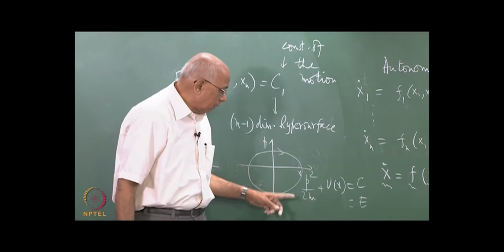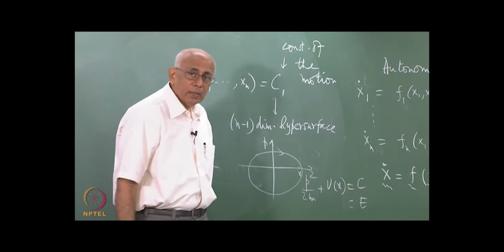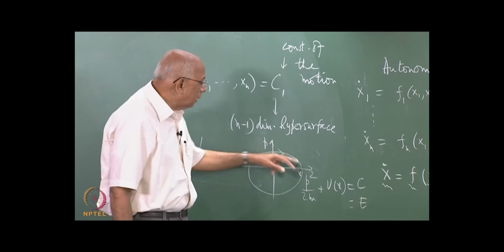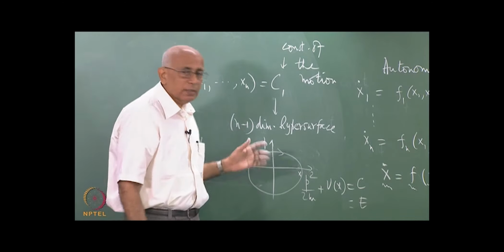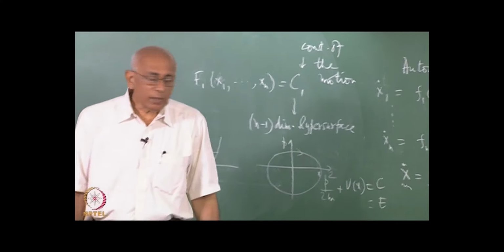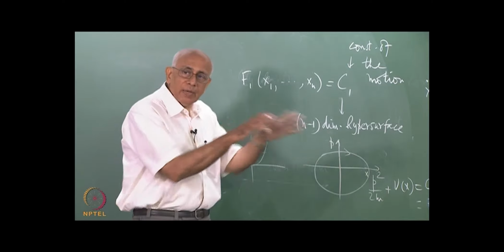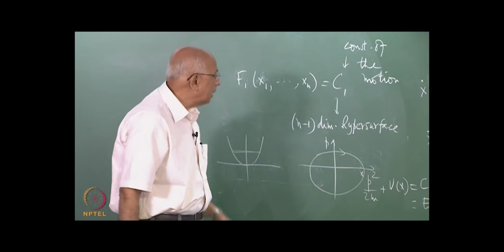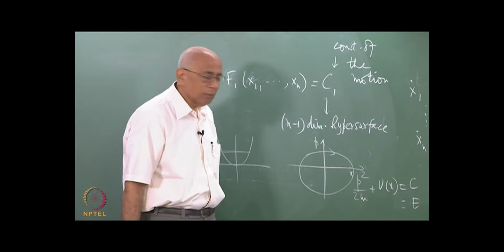So the system is now constrained, if you like, restricted to moving on this surface, quote unquote. In this case it is just a curve. So every time you have a constant of the motion, the phase space available to this system is decreased by one dimension and you have an n minus 1 dimensional hypersurface.